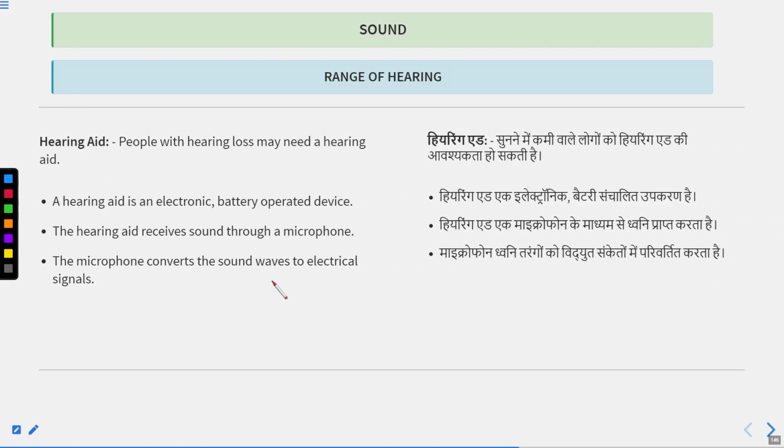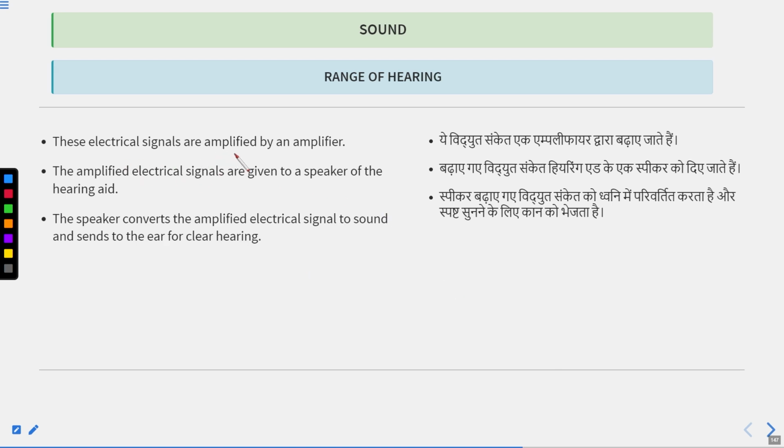Now, hearing aid. People with hearing loss may need a hearing aid. Some people are not able to hear, so they require a hearing aid. A hearing aid is an electronic, battery operated device which is installed in your ear. The hearing aid receives sound through a microphone, which converts the sound into electrical signals. These electrical signals are amplified by an amplifier, and the amplified electrical signals are given to the speaker of the hearing aid. The speaker converts the amplified electrical signal to sound and sends it to the ear for clear hearing.